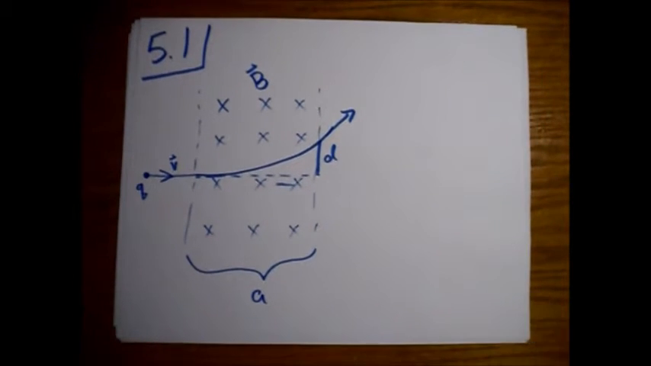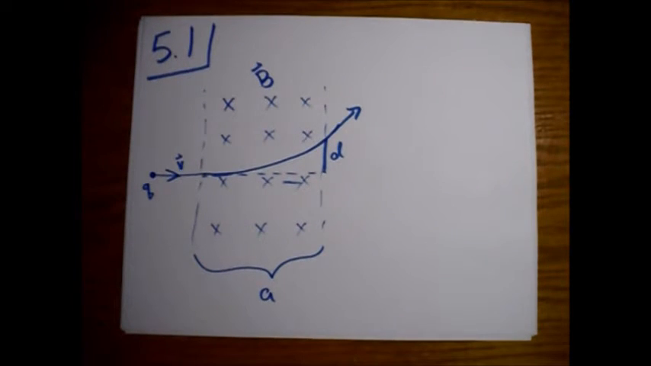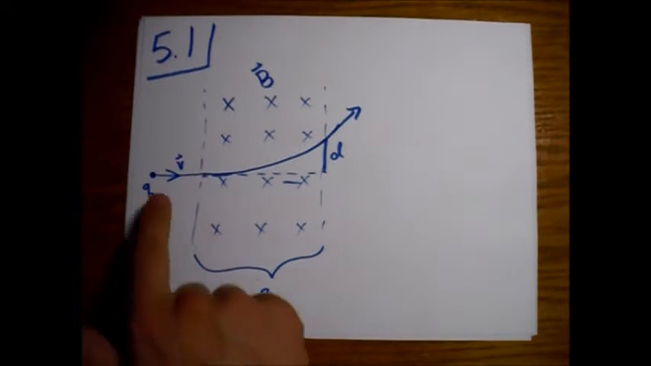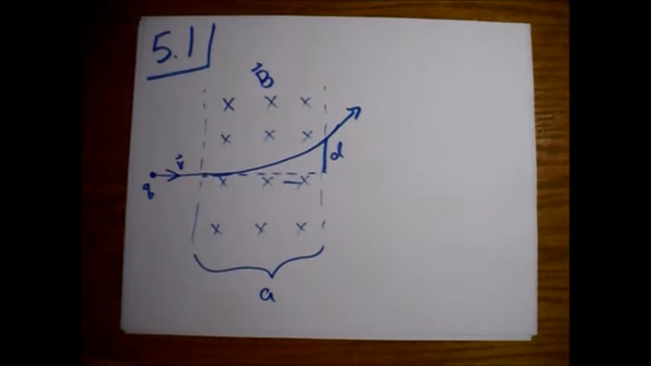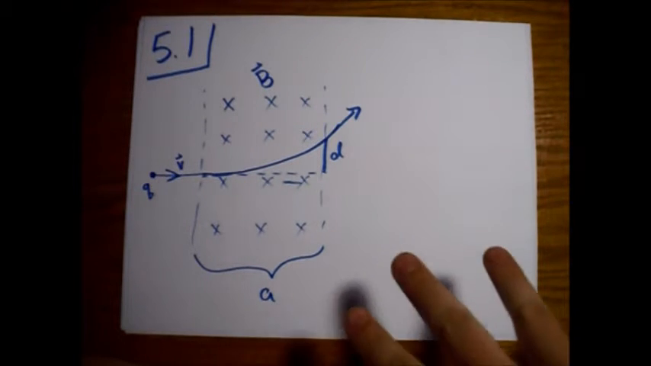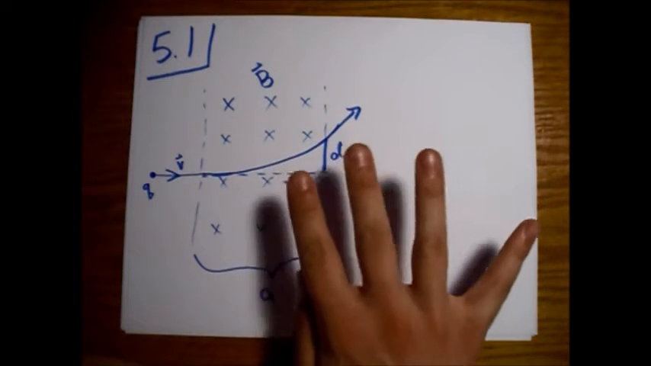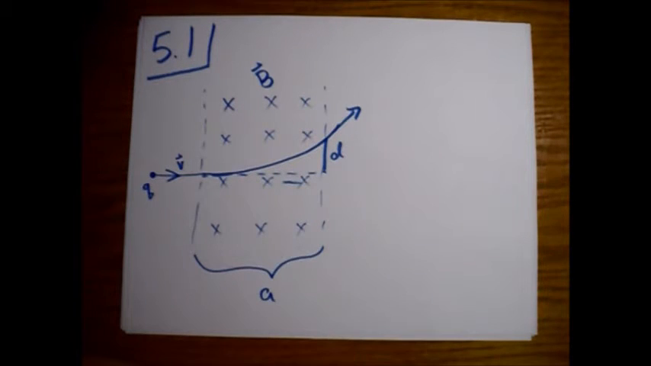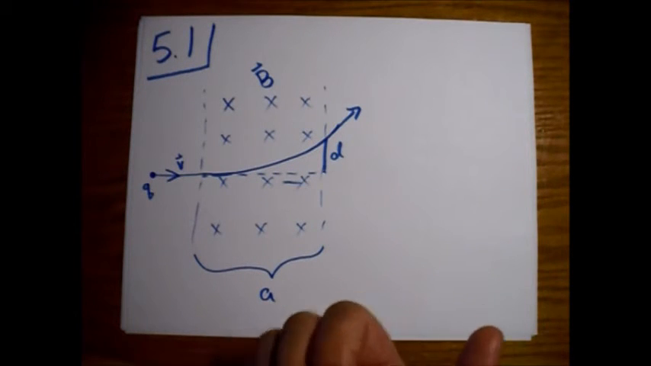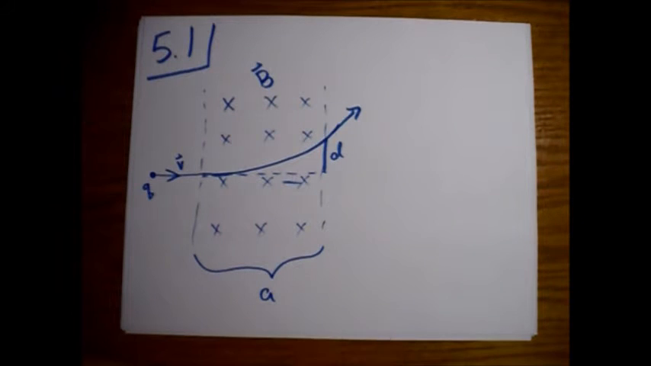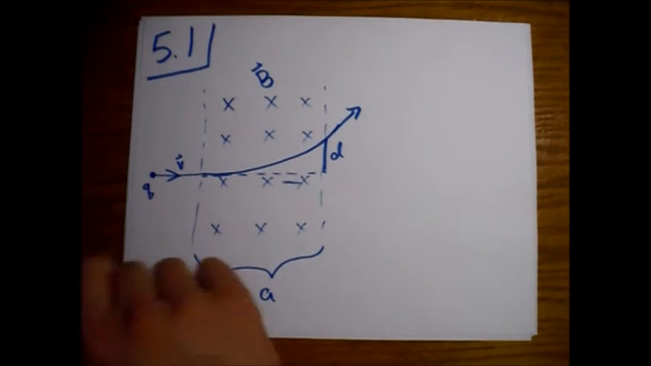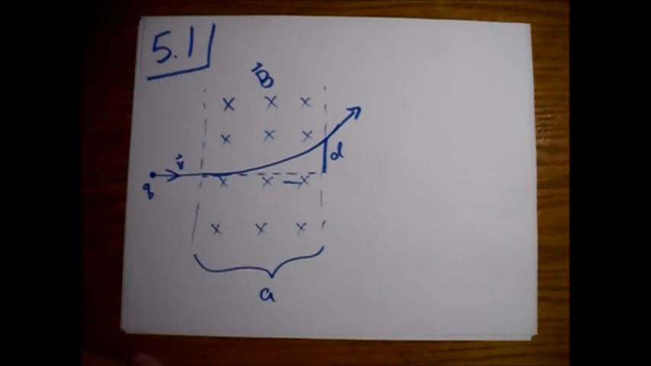Okay, so first, just using the right-hand rule, let's decide whether this charge is going to be positive or negative. If we use our fingers as the field lines and our thumb as the velocity, if it's positive, it will obey the right-hand rule. If it's negative, then it will be the opposite. So I guess you could say it obeys a left-hand rule.